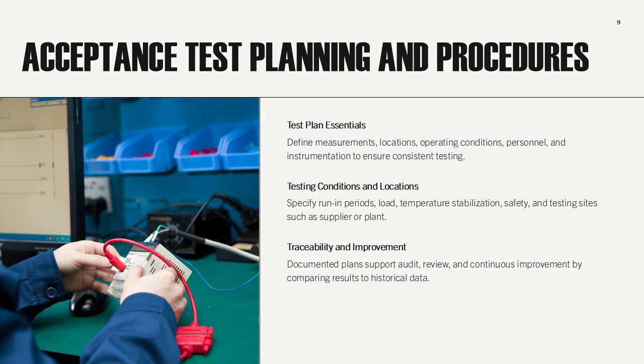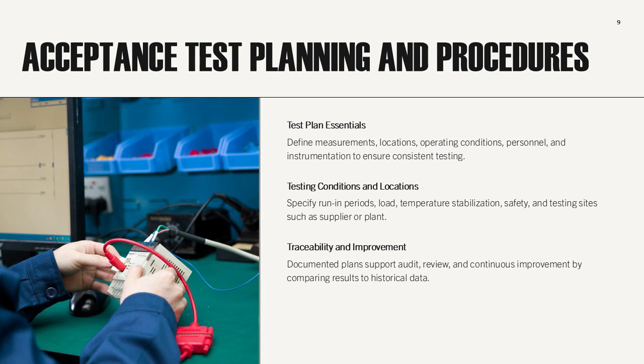Typical acceptance test plans include requirements for run-in periods, load conditions, temperature stabilization, and safety precautions. They may also define whether testing is to be conducted at the supplier's facility, at the repair shop, or at the plant site after installation. Clear procedures reduce ambiguity and prevent disputes by ensuring that all parties understand the acceptance requirements in advance.